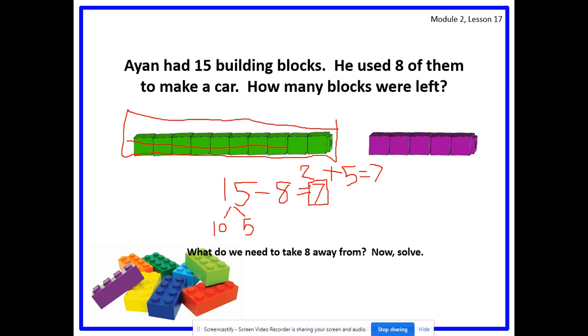Exactly what we've been doing, but now we are just subtracting 8. Ready to practice some more? Let's go ahead and erase our whiteboards and press pause so that you can erase. Press play when ready.